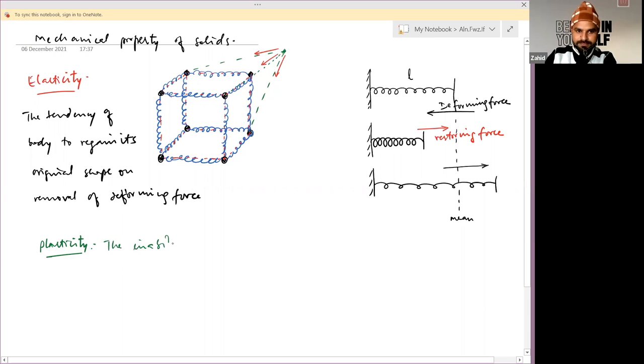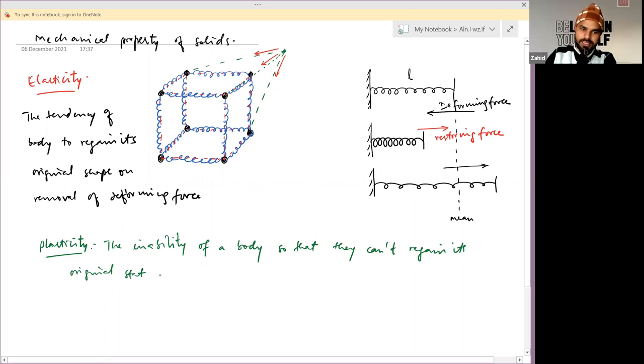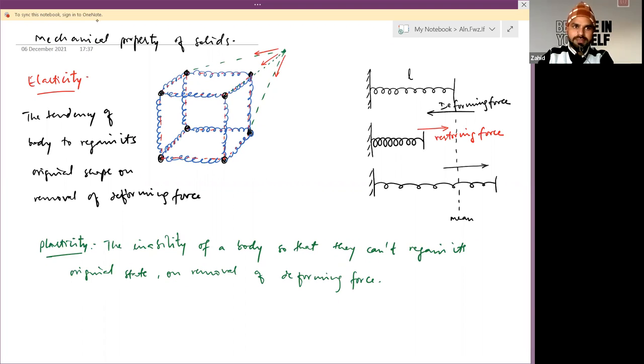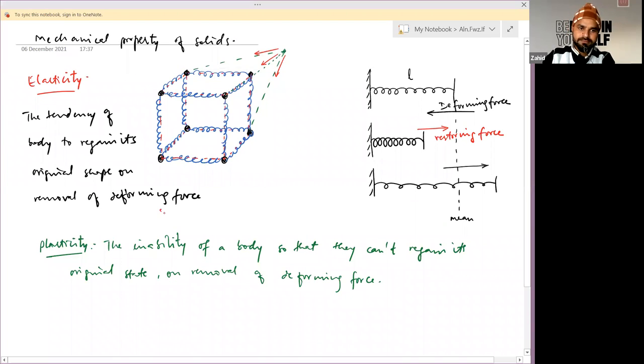The inability of a body so that it can't regain its original state on removal of the deforming force is called plasticity. The most elastic substance is quartz, and similarly, the most plastic substance is wax.